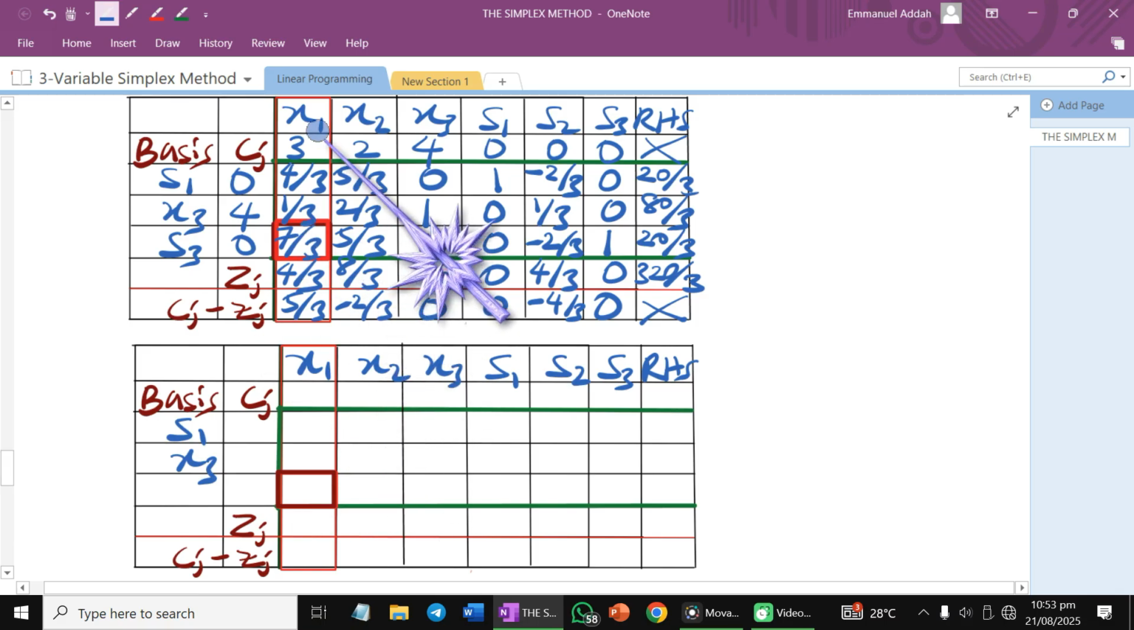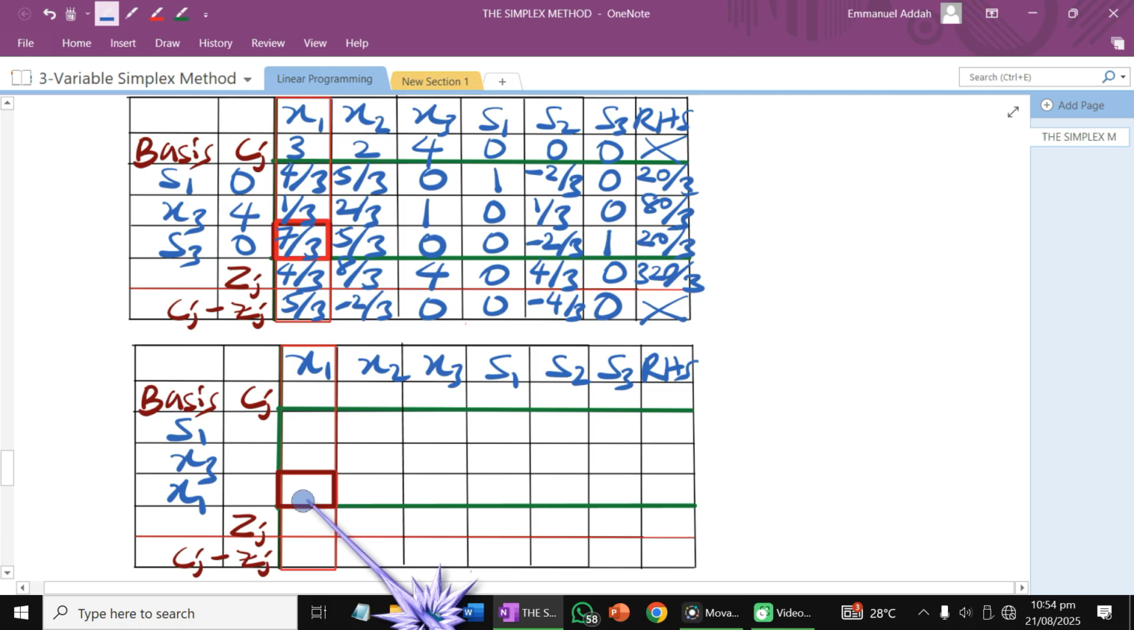Okay, and we said X1 is coming in while S3 is leaving. So here we fill in X1. Okay, that's it. That's all. Filled it up to that point. The next thing is to see that once you enter the decision variable that is coming into the basis, once you fill it here, you go and fill in the pivot element here.